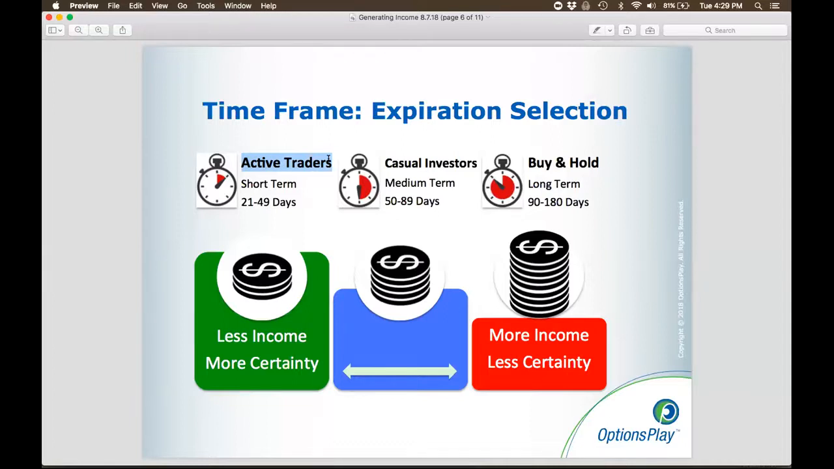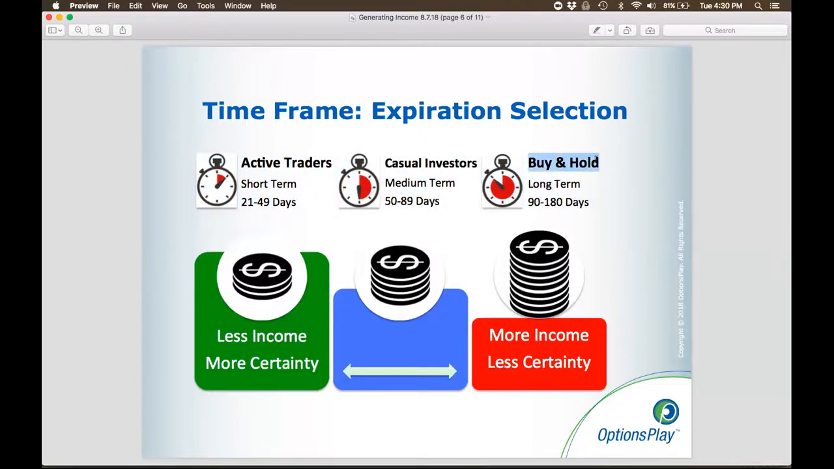When I'm looking for expiration dates, I'm usually looking for short-dated options or weekly options, anywhere from 21 to 49 days out. So anywhere from 3 to 7 weeks out is roughly the time frame I'm looking at when I'm selling options for a covered call, a cash secured put, or a credit spread. Today, I'm going to be talking only in the context of covered calls, but many of you who are a bit more experienced and trade cash secured puts or credit spreads can use this same template for those as well. On the other end of the spectrum from active traders, we have buy and hold investors.